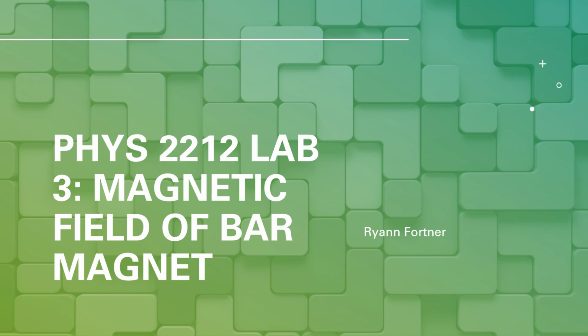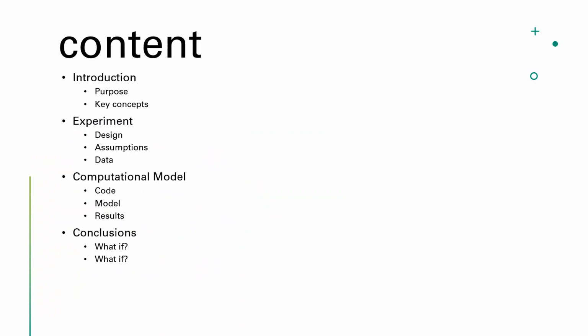My name is Ryan Fortner, and this is my presentation of Physics 2, Lab 3, Magnetic Field of a Bar Magnet. First, I will introduce the purpose and key concepts behind the lab. Then I will detail my experiment, including the design, assumptions, and data I gathered. Then I'll go into the computational model, including the code, the model, and the results. And finally, I will conclude with the two what-if questions.